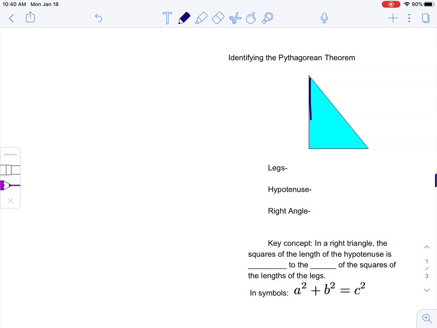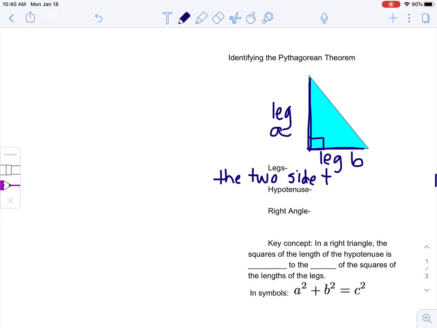So in a right triangle, the two sides that form the right angle, which would be these two sides right here, are called the legs. And usually we call one leg A and the other leg B. It doesn't matter which one you label A or B, they're interchangeable. So the legs are the two sides that form the right angle.